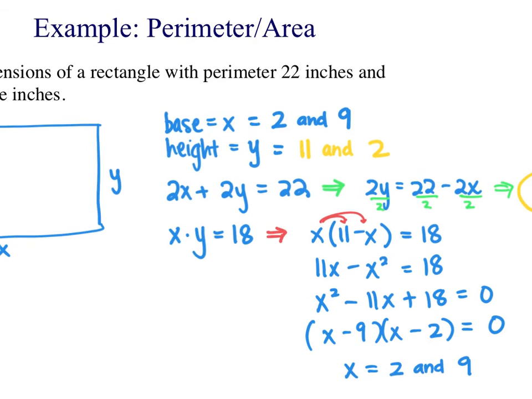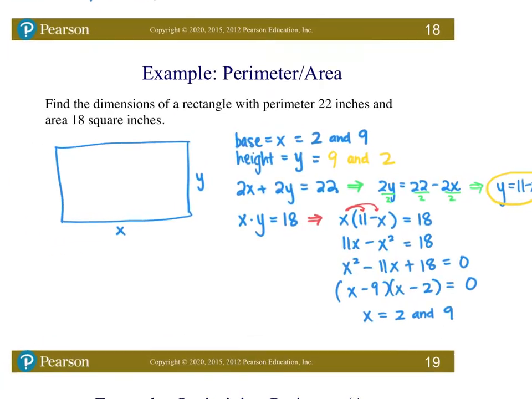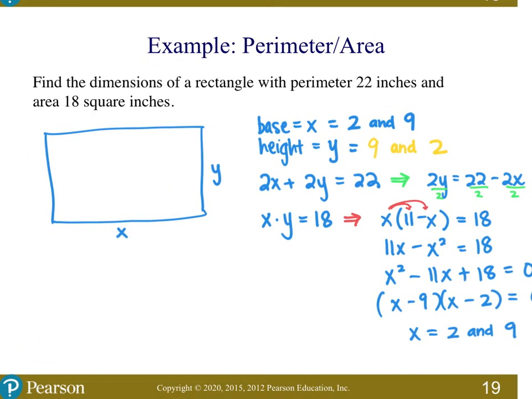Whoops, I wrote the wrong thing, sorry. I said 9 and I wrote 11. My rectangle is either 2 by 9 or 9 by 2. That means the rectangle is either landscape or the rectangle is portrait this way. Either way, those rectangles both have a perimeter of 22 and an area of 18.